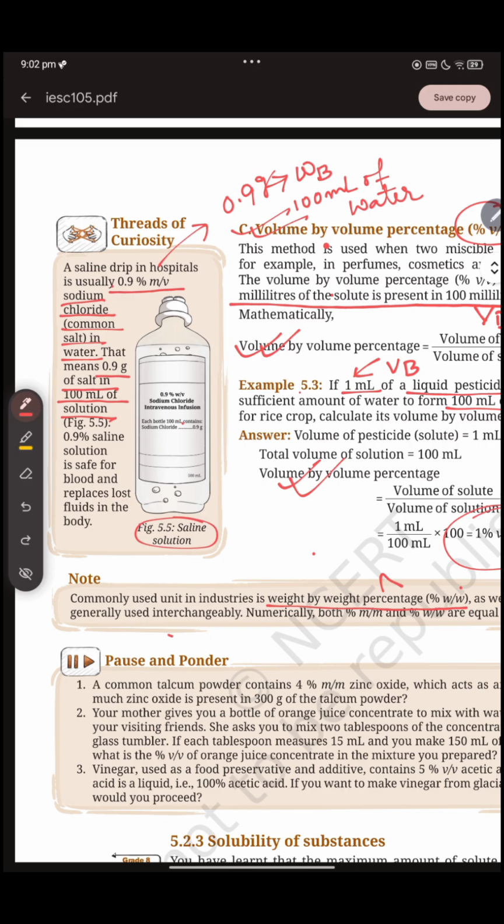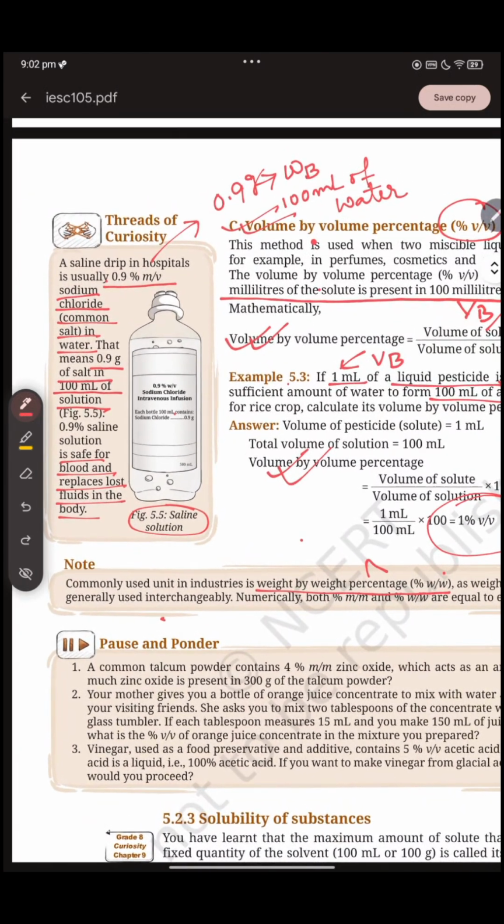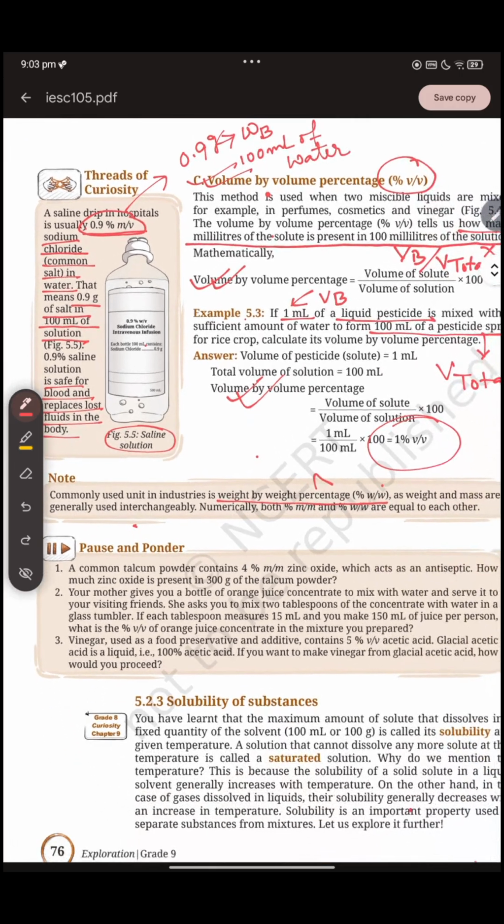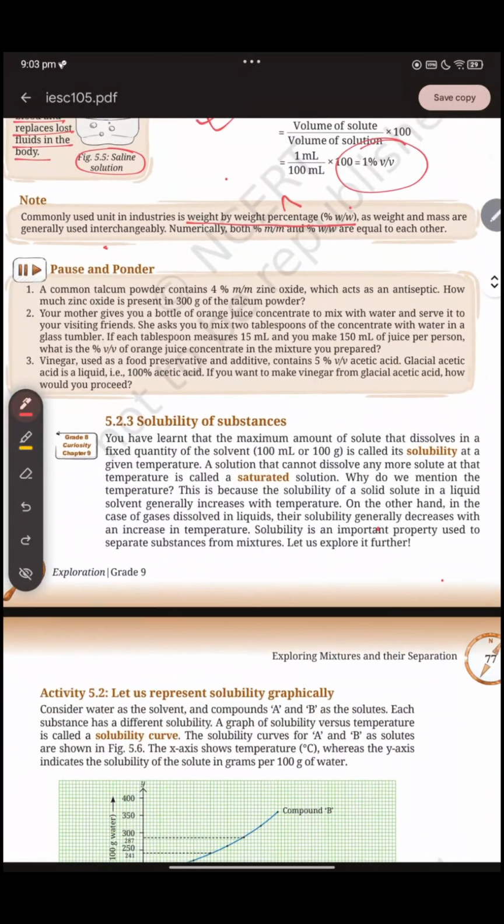Now this is safe for blood and replaces the lost fluid in the body. Generally when a person has dehydration, saline is given. Why? Because it rehydrates your body. It doesn't damage your blood cells, because the pressure that it creates over the blood cell does not cause any harm. But keep in mind, this holds only if it is given in 0.9% M by V concentration of sodium chloride in water. Okay, so let us see this.